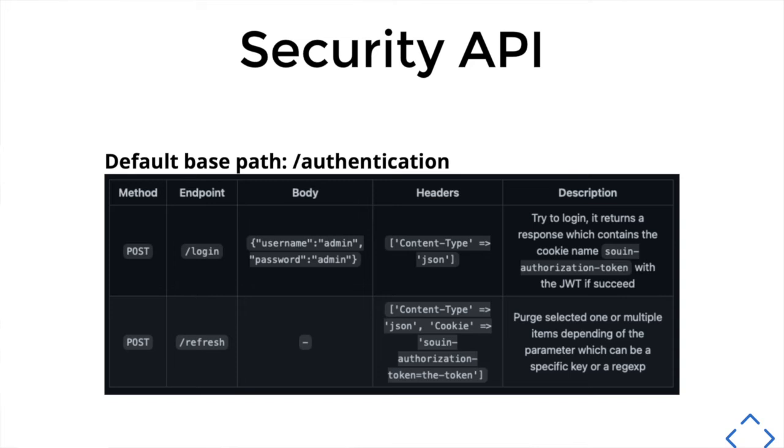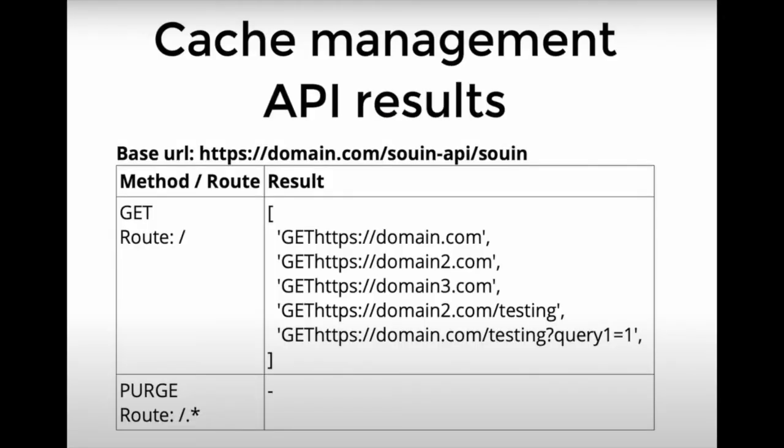Here are some examples of the results when you are sending requests on this endpoint. As you can see, the base path route returns an array containing all keys stored in the provider, and the purge regex path returns nothing.